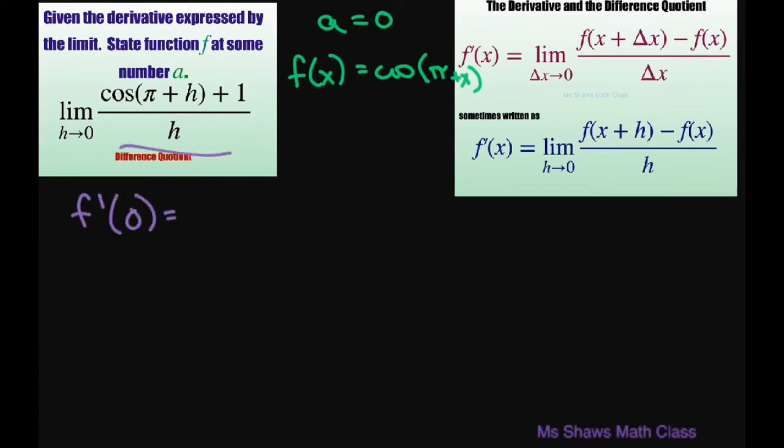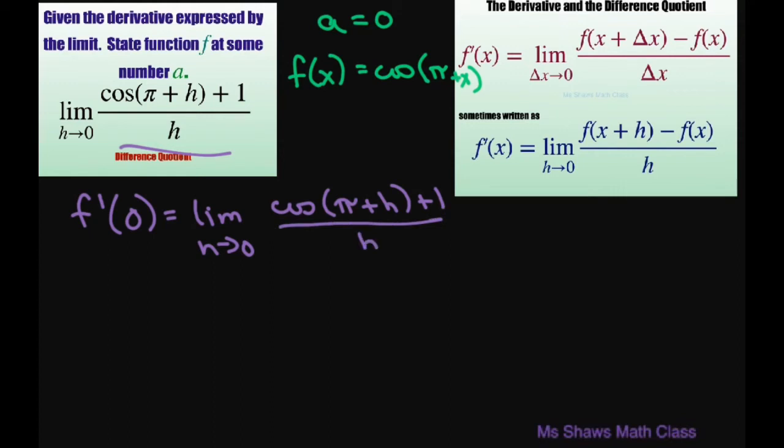Let's try, you could let a equal 0 and then let f of x equal cosine of pi plus x. Squeezing that in there. So basically the setup would be f prime of 0 equals, now I'm just going to copy this down, the limit as h approaches 0, cosine of pi plus h plus 1 divided by h.